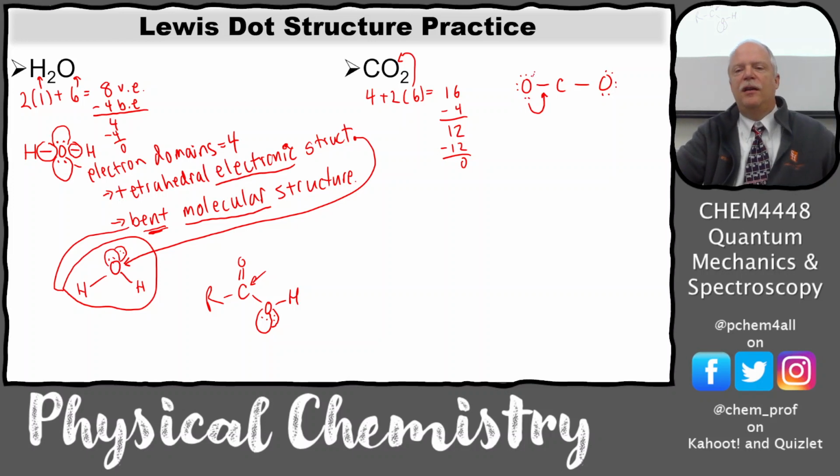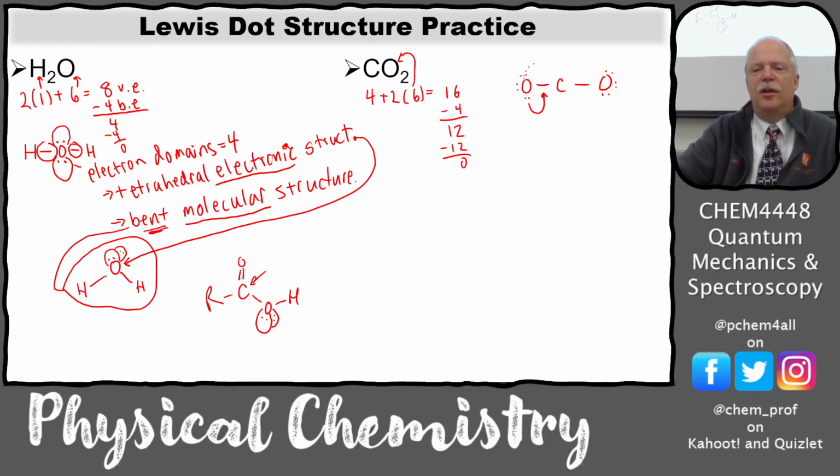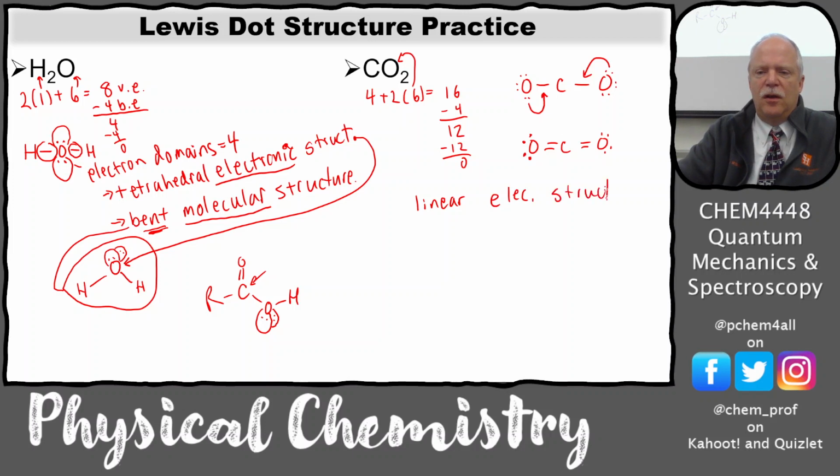So we can share. Now we could make this crazy. We could make like a triple bond to this oxygen and a single bond, but the oxygens are identical, and so they're not going to want to unequally share electrons with the carbon. So we take 2 electrons from each one. Now carbon has an octet, oxygen has an octet, everybody's happy. And then that is a linear electronic structure and a linear molecular structure.